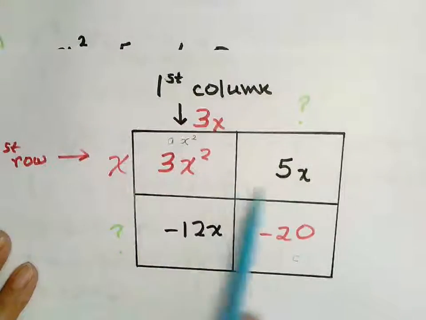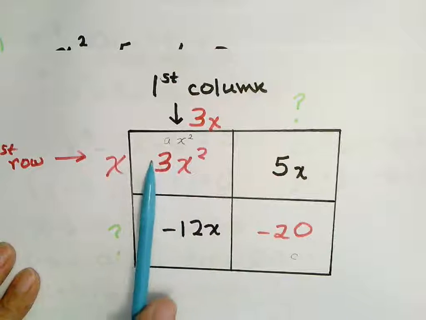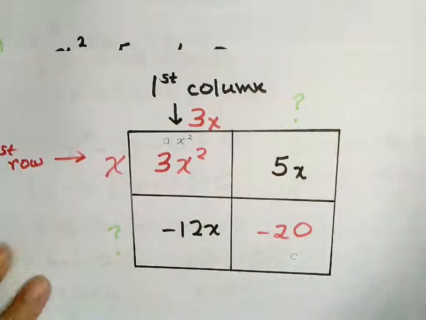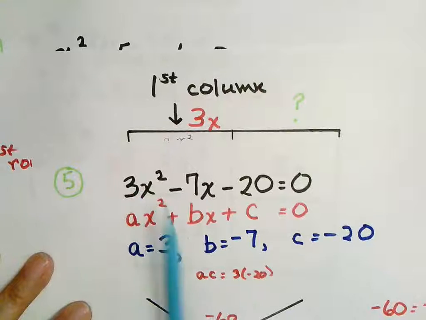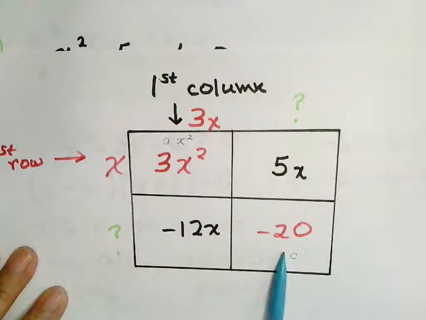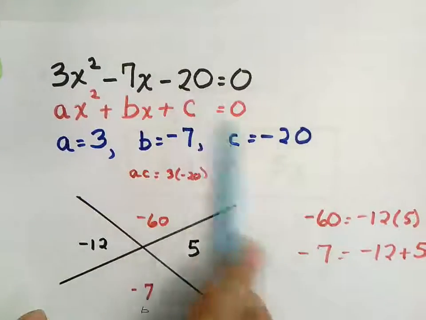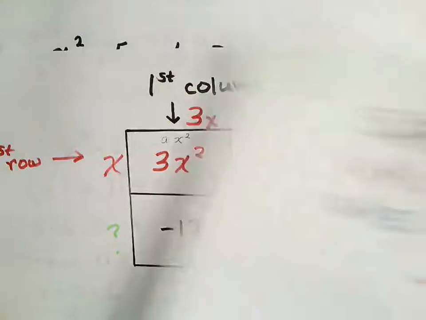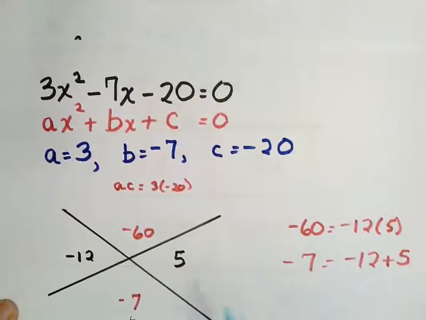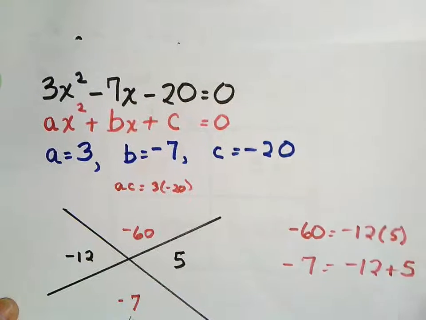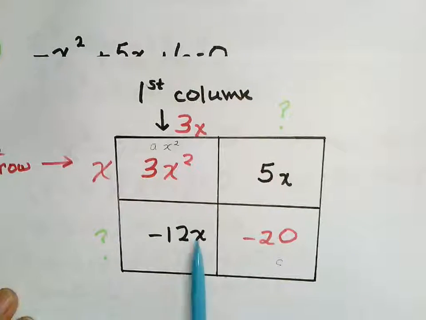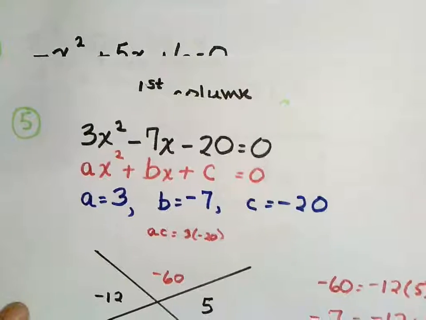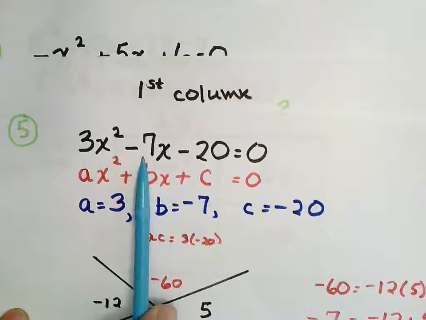So right here, when we have this box, in the upper left-hand corner, we put the AX squared. Remember, the AX squared is what? 3x squared. And then in this part of the box, we put the -20. You see, the C was the -20. And the -12 and the 5, remember where we got those from? Over here, we got the -12 and the 5. Now, notice that I've added an x to the -12 and an x to the 5 because we want those two terms to add up to give us a -7x.